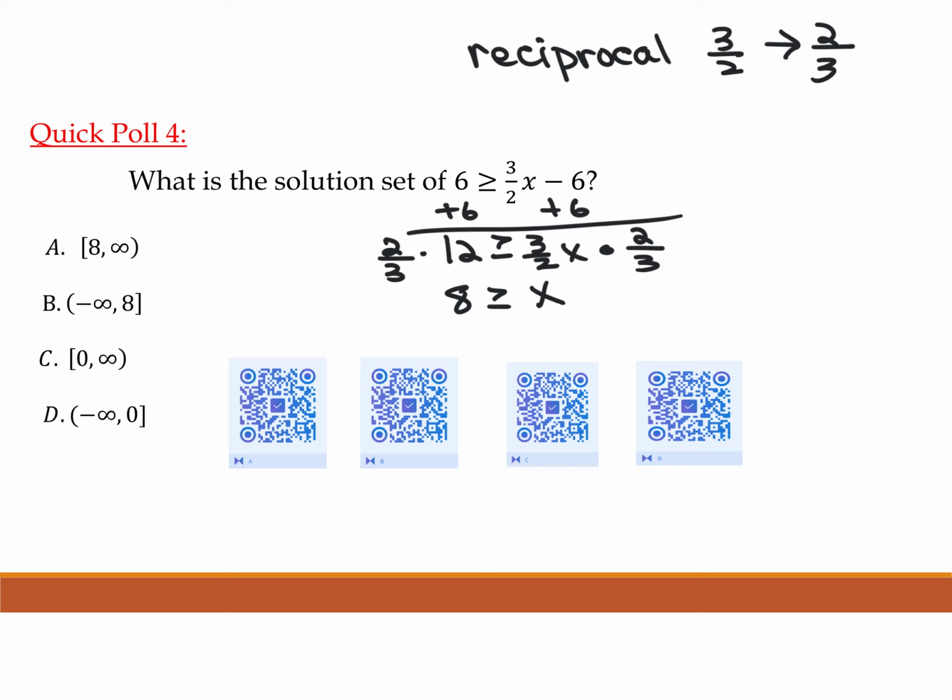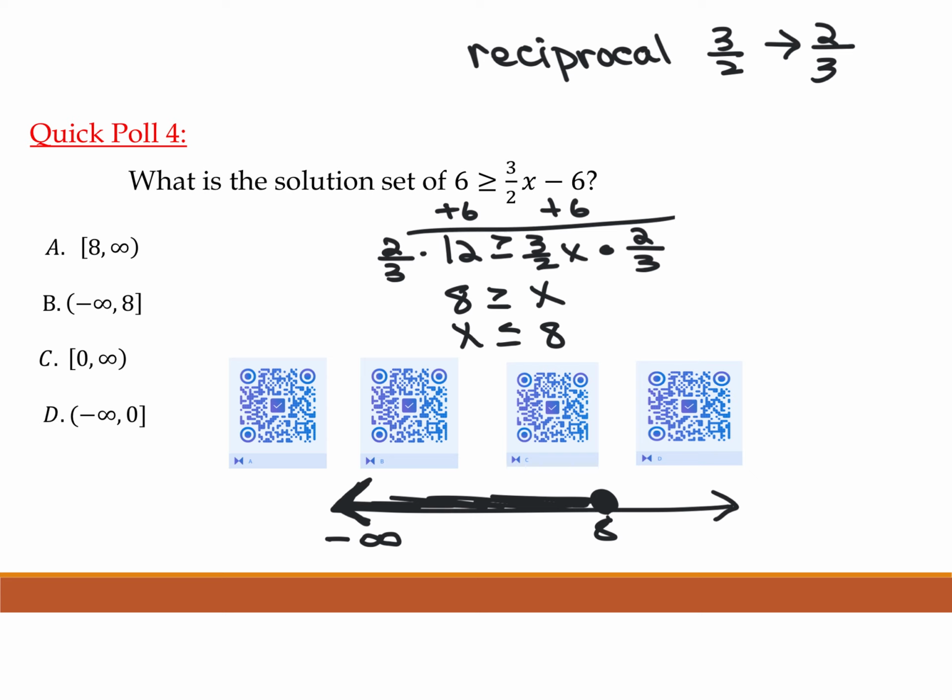I want to make sure that my x is on the left side, so I'm going to rearrange and get x is less than or equal to 8. Going to graph, and I have 8. Less than or equal to is a closed circle shading to the left. To get my interval, I'm going to label my arrow. This one is pointing to the left, so that is -infinity. So my interval notation would be from -infinity to 8.